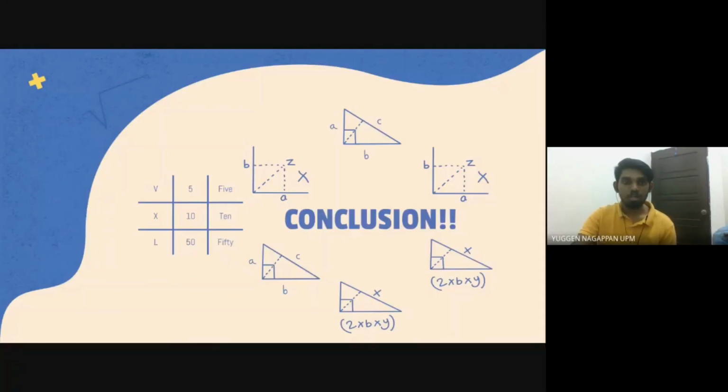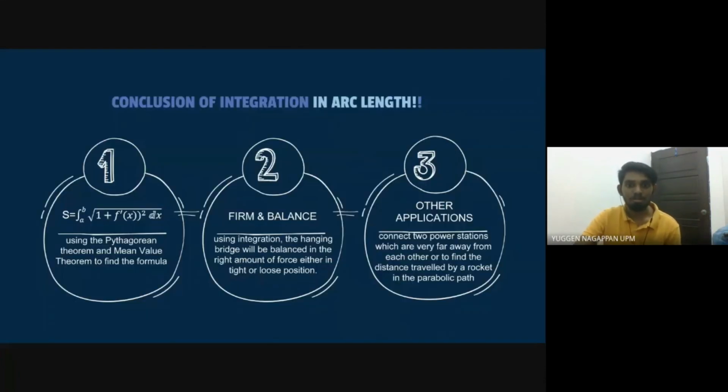Thank you, Lixin. Now we're going to look at the last part of our maths project, which is the conclusion. To find the arc length, we should find the derivative of the function followed by the formula. The formula is obtained by using the Pythagorean theorem and the mean value theorem. Using integration, the hanging bridge will be balanced with the right amount of force, either in a tight or loose position. Other applications of integration are connecting two power stations which are very far away from each other, or finding the distance traveled by a rocket in a parabolic path.